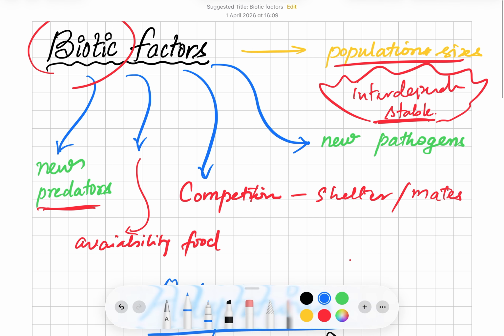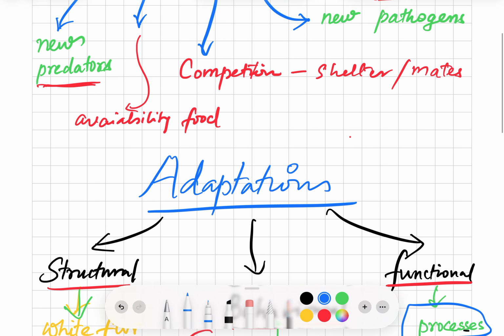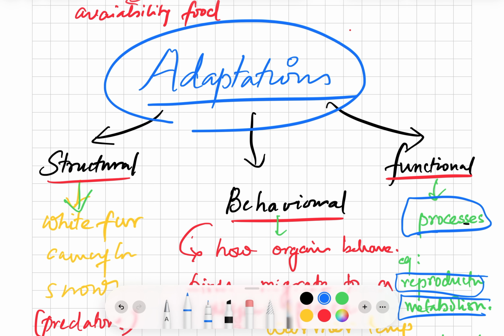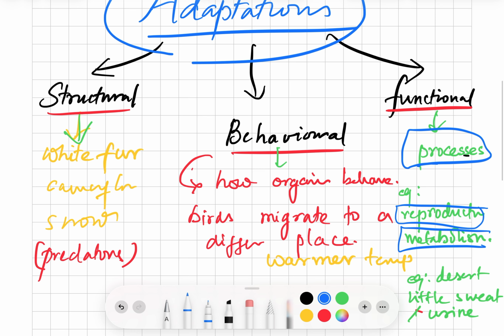Okay, make sure you always relate things: how biotic factors can affect the population sizes and how then the plants and the animals have adapted themselves based on structural, behavioral and functional adaptations.